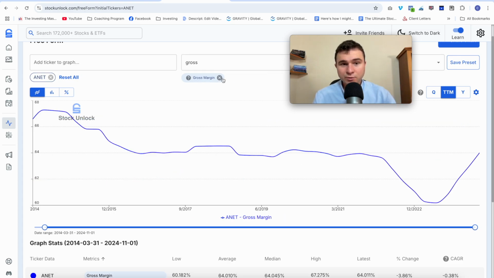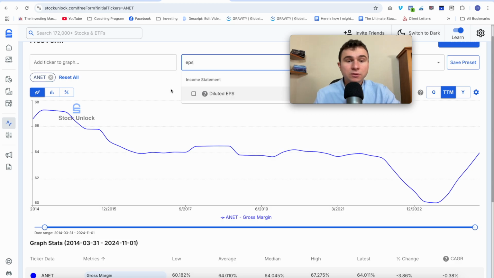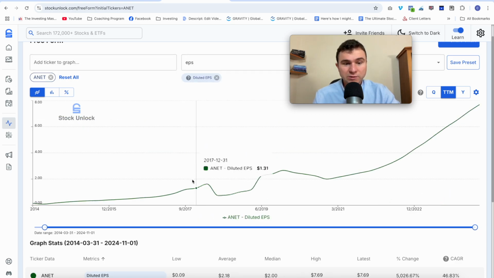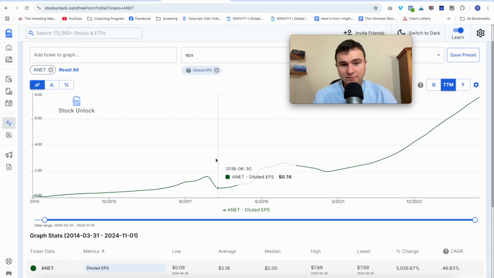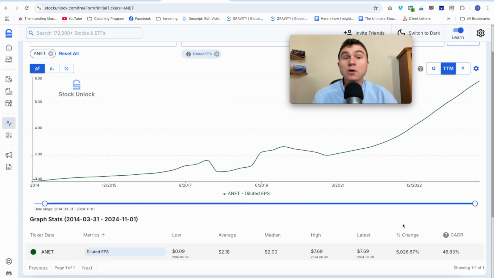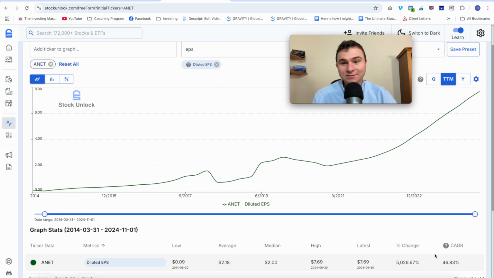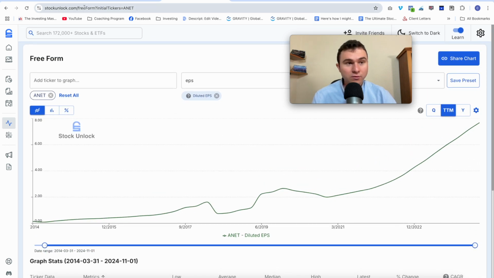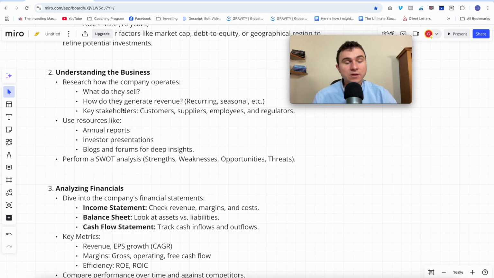More efficiency, I suppose. Okay, and you can continue with the EPS, the earnings per share, up and to the right. Again, what happened here? New question is raised, but the earnings per share for Arista Networks has a CAGR of 46%. So that's a lot of growth. You can check this with Stock Unlock very easily for the income statement.